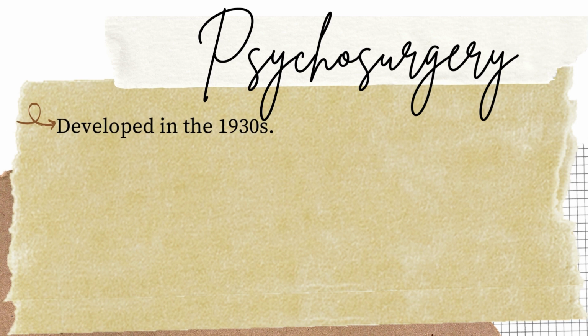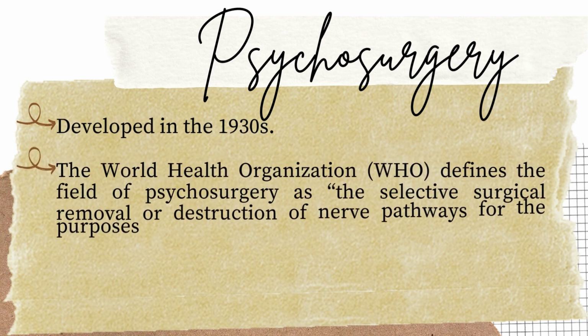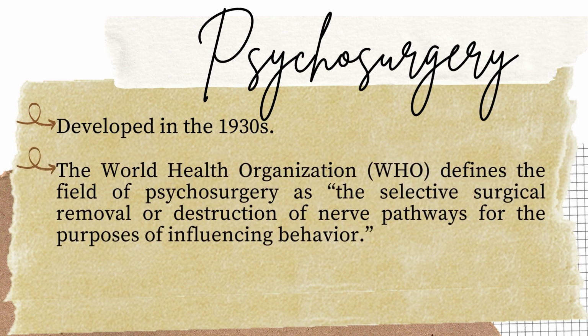The next biomedical approach is psychosurgery, which was developed in the 1930s. It is a surgical procedure designed to change psychological or behavioral reactions. This field of psychology is defined by the World Health Organization as a selective surgical removal or destruction of nerve pathways for the purpose of influencing behavior.